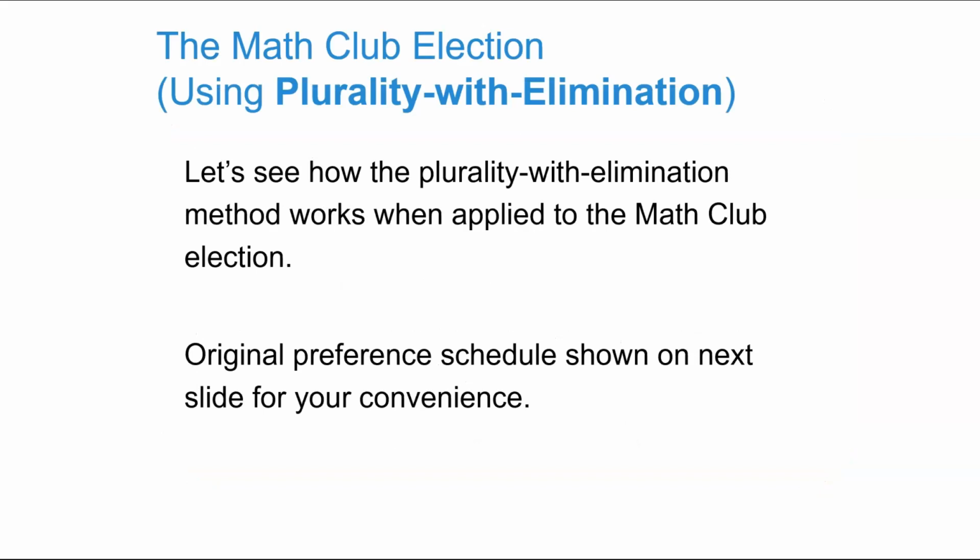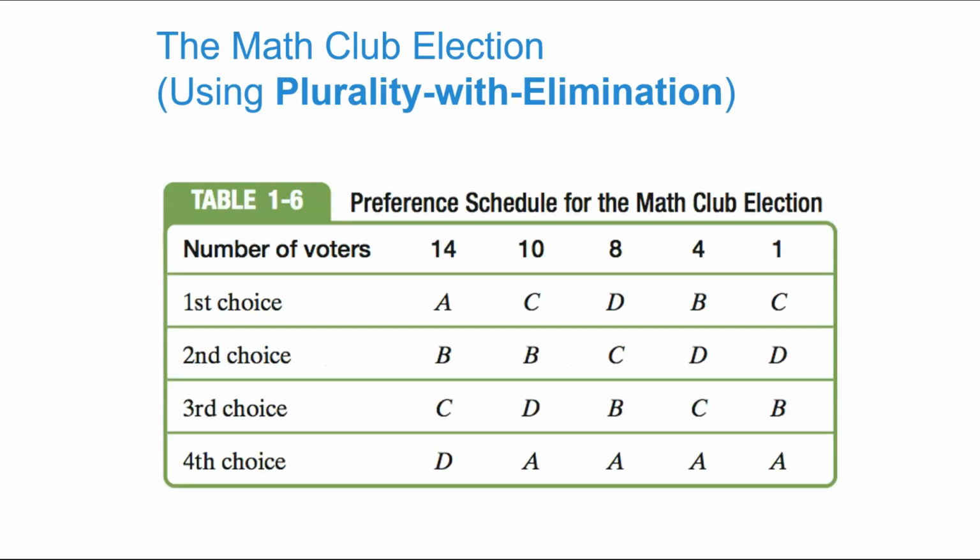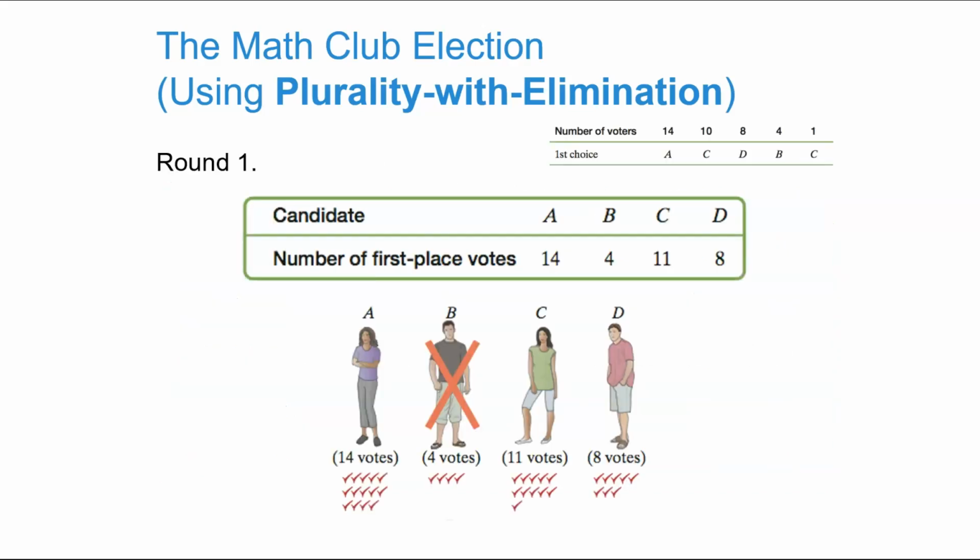Okay, so let's look at an example with that math club election. Here's the preference schedule that we're pretty familiar with at this point. Round 1: we count the first place votes. If we look back at our original, A has 14, C, if we add the 10 and the 1, has 11, and so on. So who has the lowest number of first place votes? Well, that would be B. So B is going to get eliminated.